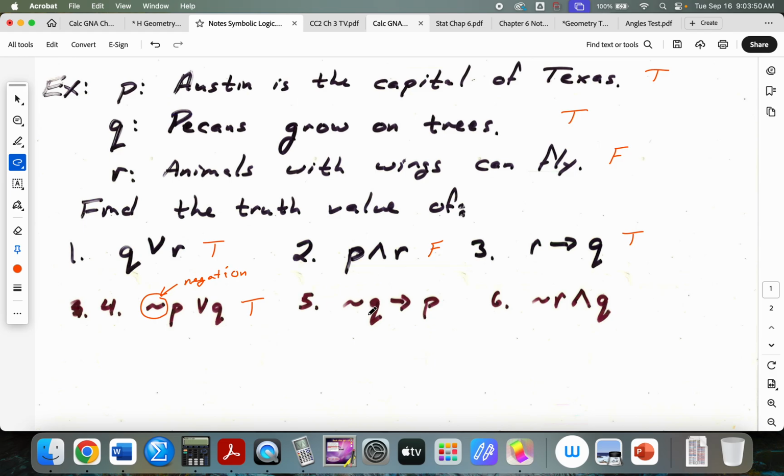All right, how about this one? Not Q. So that's going to be false. Implies, I don't even have to keep reading. If the hypothesis is false, this is automatically true. If the hypothesis is true, you have to look to see if the conclusion is also true. And then this one, not R, that would be true. And Q, that's also true. So this is true.